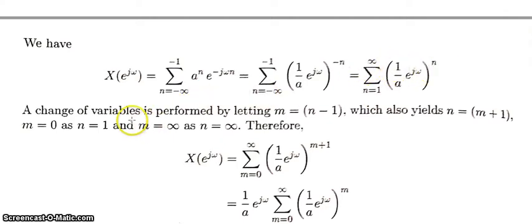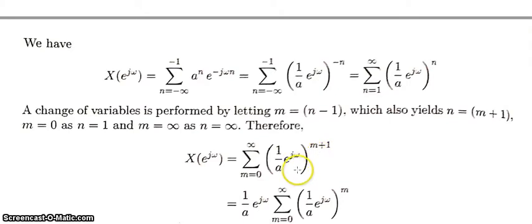Now we are performing a change in variable. We define a new variable m, which is n minus 1. Therefore, n is going to be m plus 1. When n is equal to 1, the lower limit, m is 0, and when n is infinity, m is also infinity. Therefore, this summation, X of e raised to j omega, can be expressed in terms of the new variable m as summation m equal to 0 to infinity of 1 by a e raised to j omega, whole raised to m plus 1.